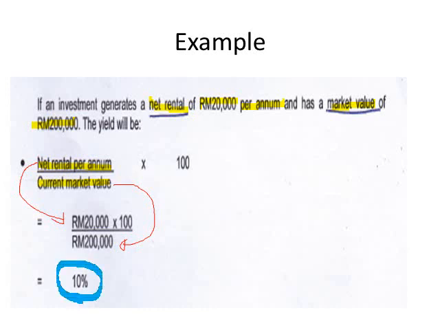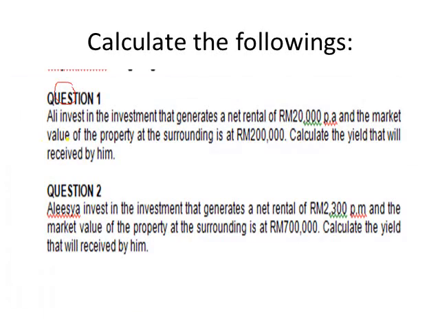So this 10% is actually the yield. The yield of that property with the rental of 20,000 per annum and the surrounding market value of 200,000. So this is the yield for your property. 10% is quite high actually.